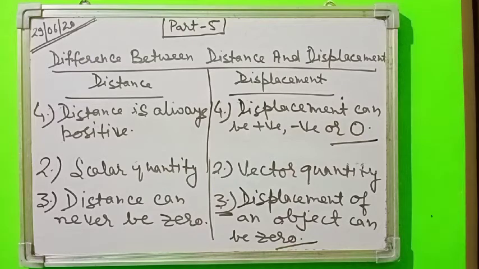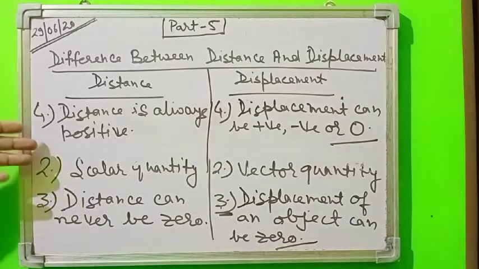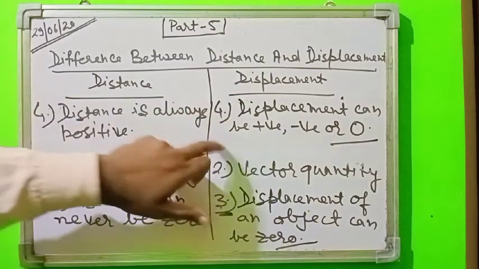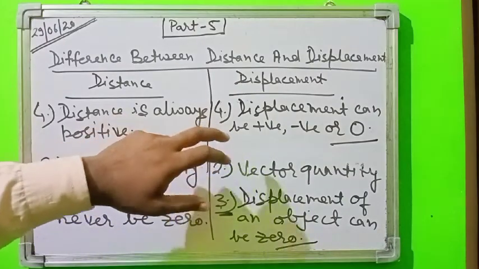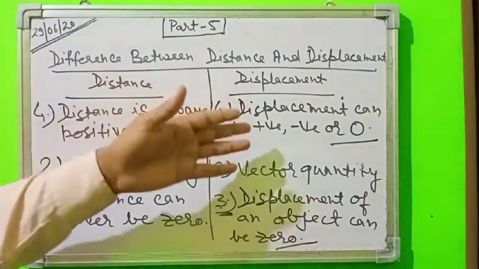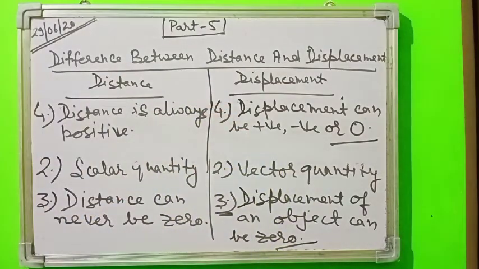So these are certain differences. You can write it in this way also. The next difference, if you want to add here, is that distance must be equal to or greater than displacement, and here you can write that displacement is equal to distance or less than the distance, never greater than the distance covered by the object. So these are the differences to be noted down between distance and displacement.